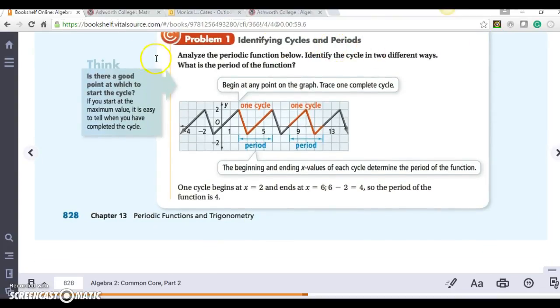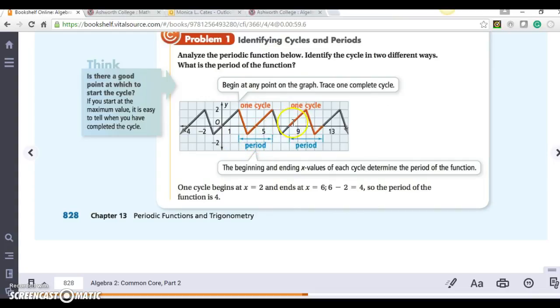Identifying cycles and periods. It says analyze the periodic function below. Identify the cycle in 2 different ways. What is the period of the function? The first way they looked at it, they took it from one peak and went back to the beginning of the same part that you just left off with. So from here, I'm going down, then back up to here. There's one cycle. Then from here, all the way back up, there's my second cycle. And then from here to here, there's a third cycle. So if I look at that period, it goes from 2 to 6, which is a period of 4.